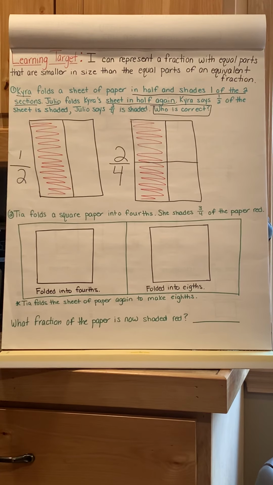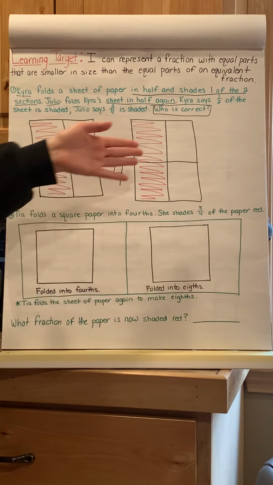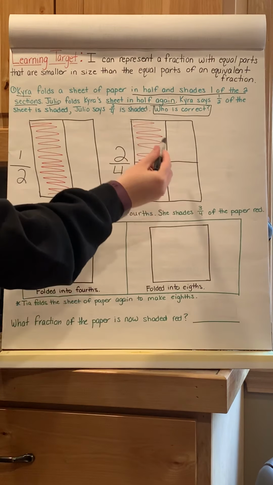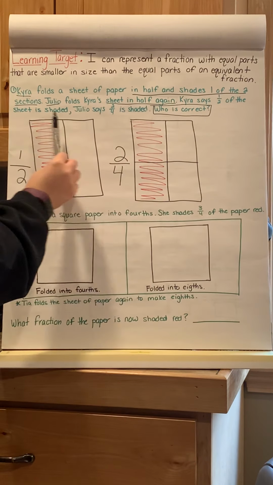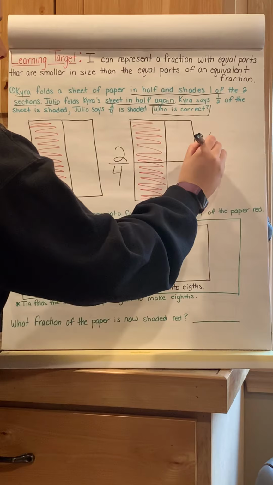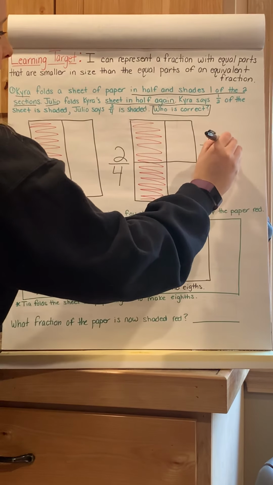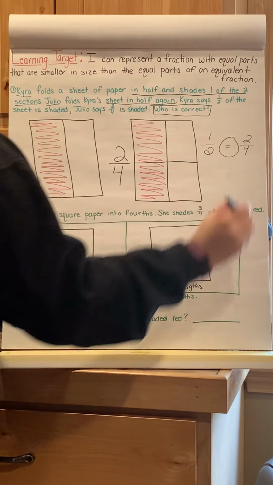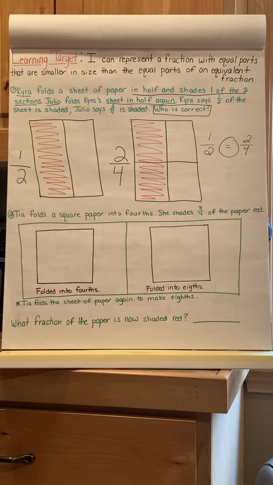Same sheet of paper, but Kyra only had it split into 2 equal parts. Julio just wanted to fold it in half again and make 4 equal parts, but the same amount is still shaded on both of them. So we would say that 1/2 is equal to 2/4. They're equivalent fractions.